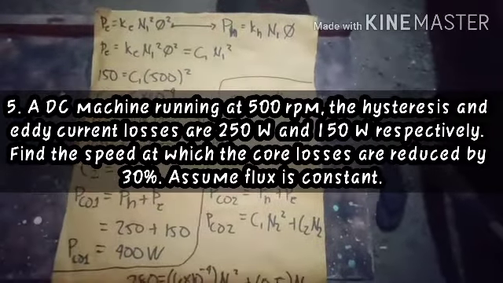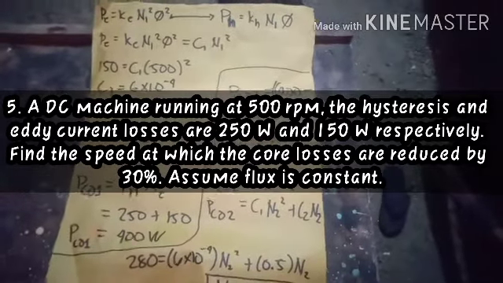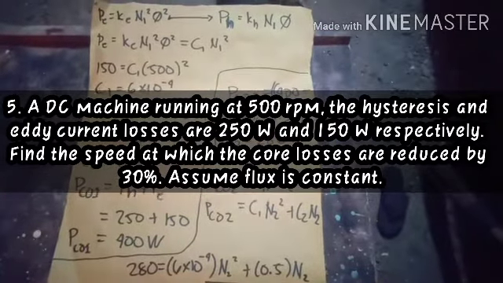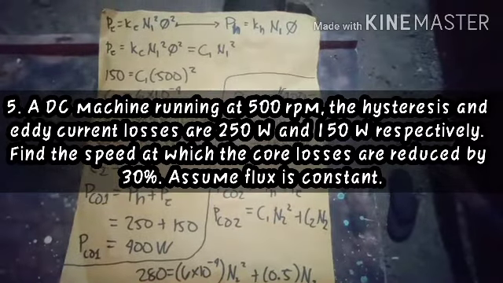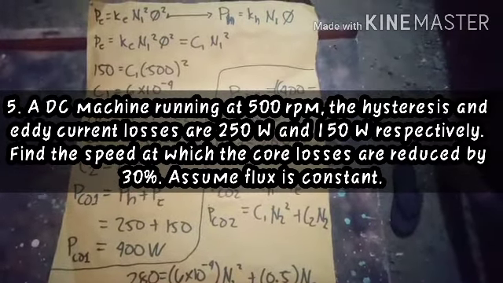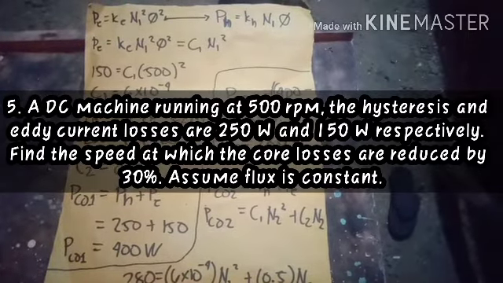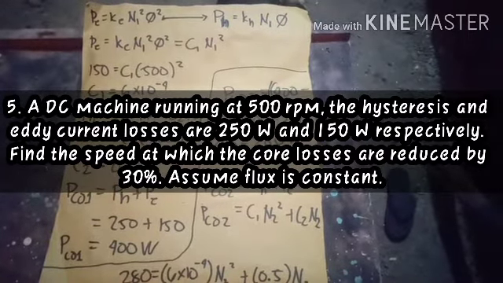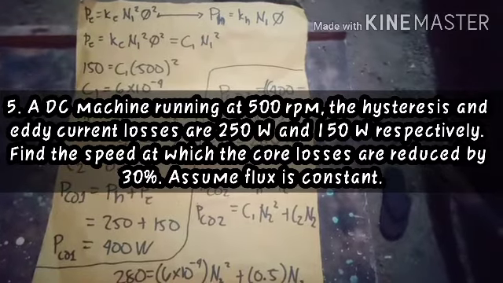Part 2, number 5. A DC machine running at 500 RPM, the hysteresis and eddy current losses are 250 watts and 150 watts respectively. Find the speed at which the core losses are reduced by 30%.